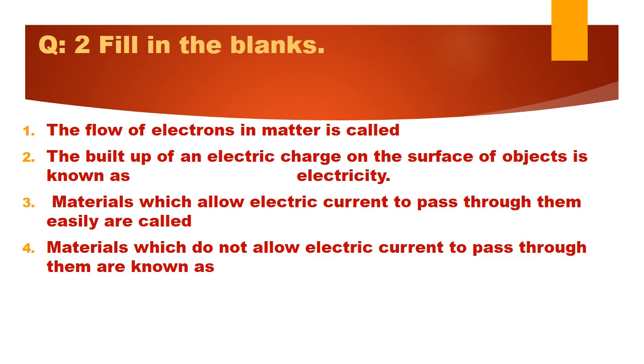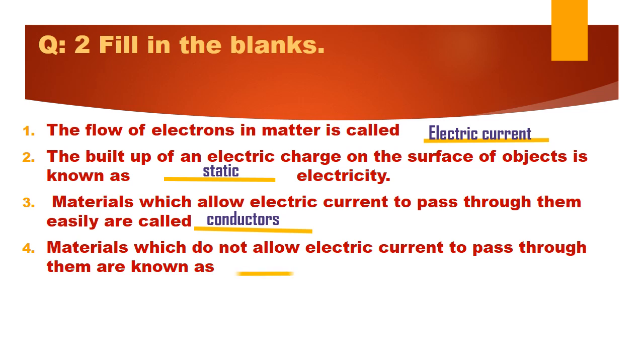Second exercise is all about fill in the blanks. First one is flow of electrons in a matter is called electric current. The buildup of an electric charge on the surface of objects is known as static electricity. Third one is materials which allow electric current to pass through them easily are called conductors. Fourth one is materials which do not allow electric current to pass through them are known as insulators.